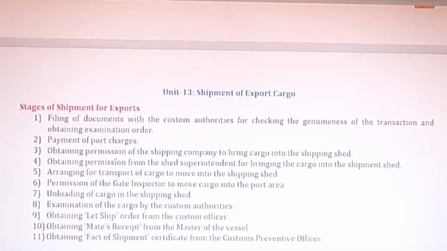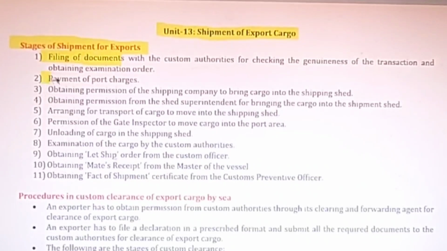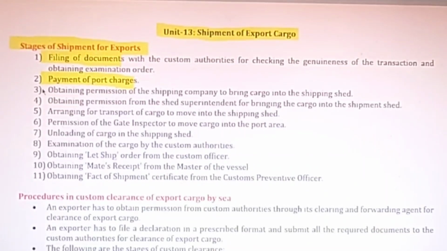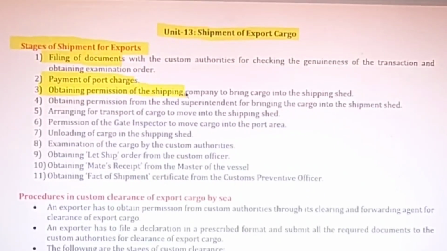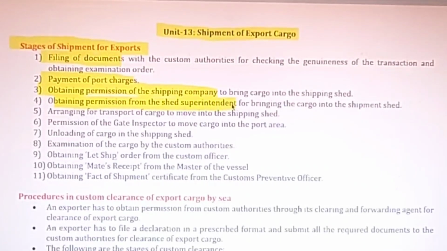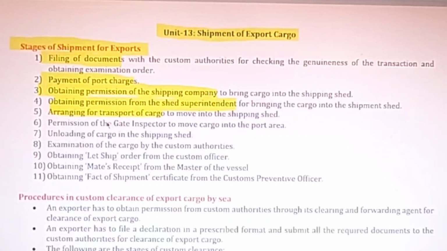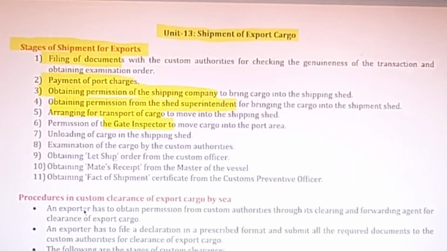The next topic is unit 13, shipment of export cargo. Again, a very important one. These are the different stages of shipment of export cargo: filing of documents, then payment of port charges, then obtaining permission from the shipping company, then obtaining permission from the state superintendent, then arranging for transportation of cargo to the port area, then obtaining the permission of the gate inspector, loading, unloading.